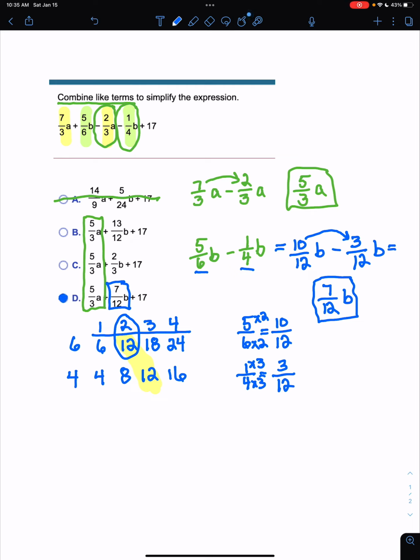If you have any more questions about fraction operations, this is a tricky one, or about combining like terms, please send me a message and I'd be happy to go over this with you.